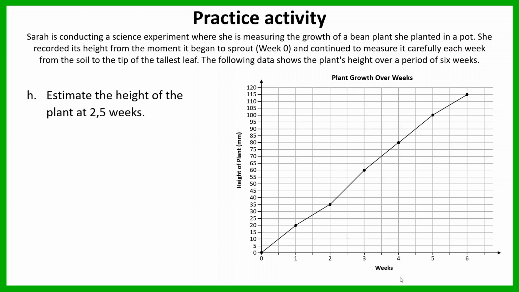Okay, so for this question, you need to go and look over here. 2.5 is exactly halfway between the 2 and the 3. So it's this point over here. So if we go up here, then it's about over there. So that is going to be about 47.5 or 47 or 48 millimeters. So you could have had 47 to 48 millimeters for your answer over there.